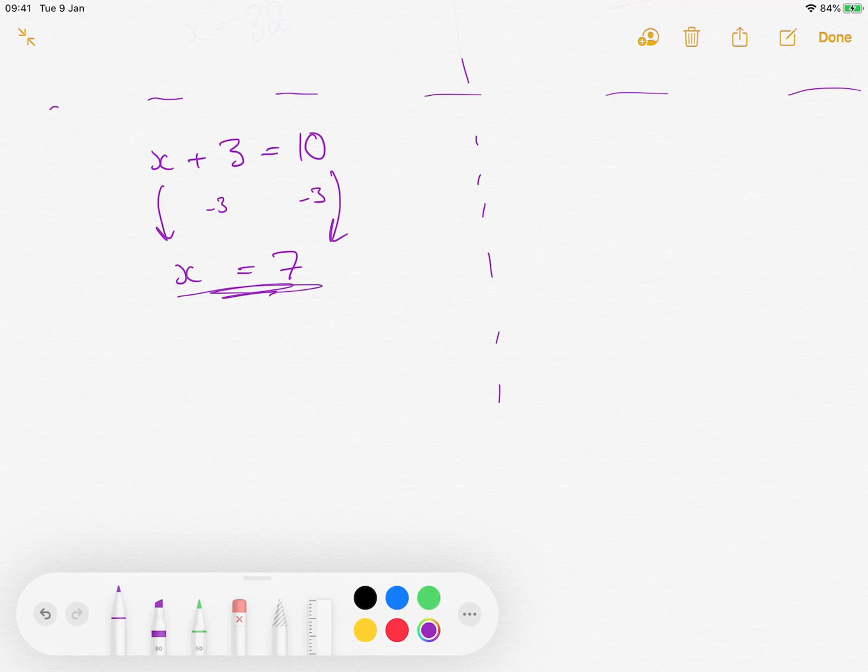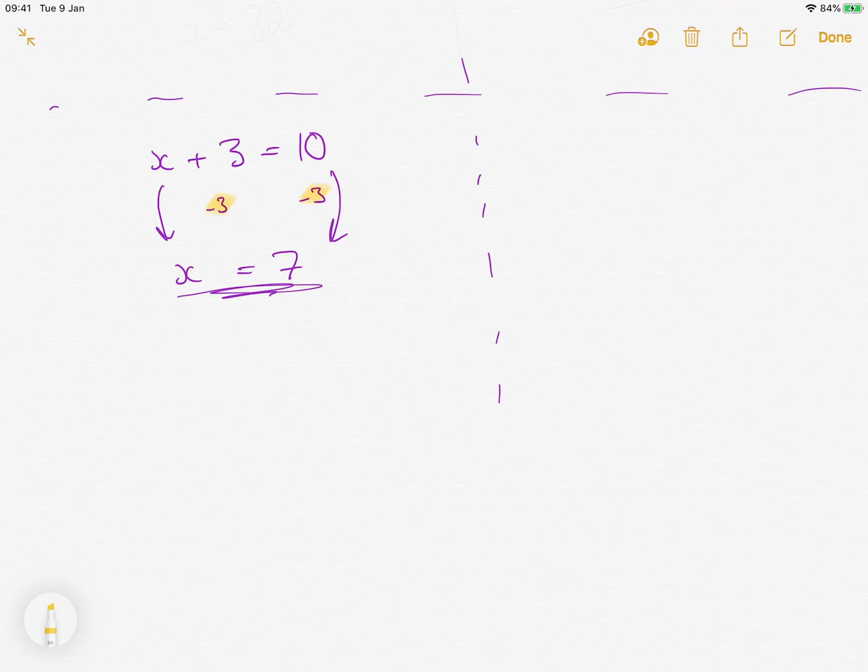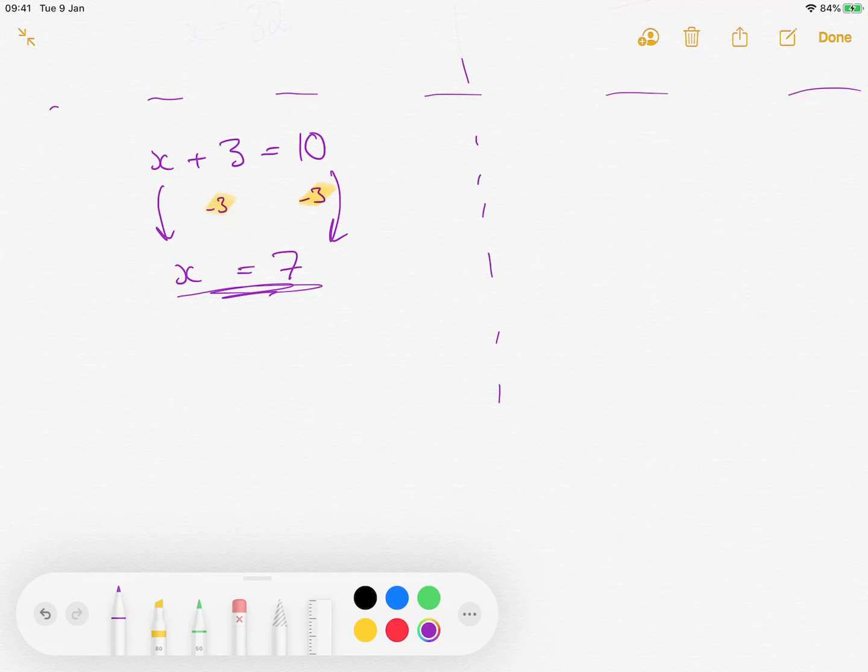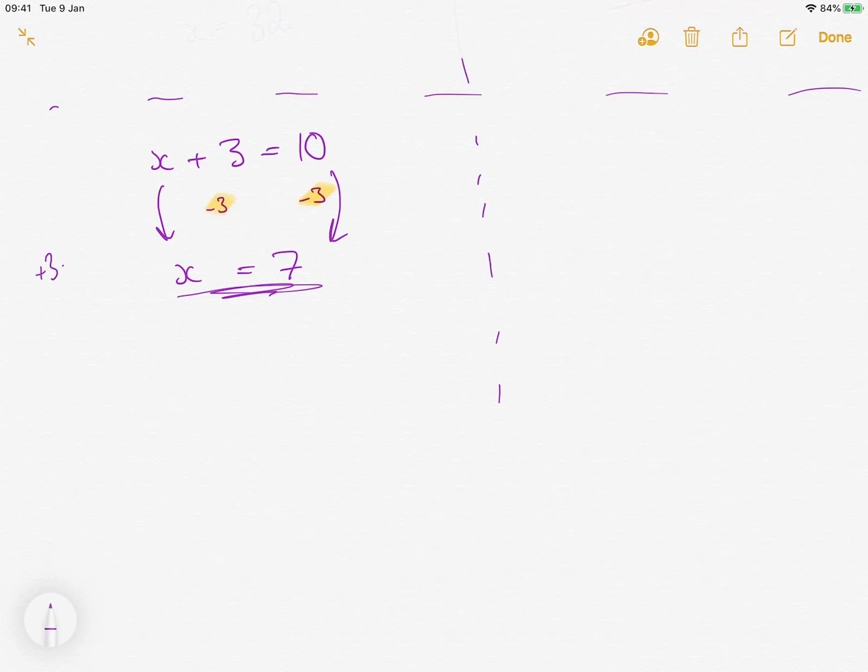So let's talk through that. At the moment, we're adding 3 to x. So the inverse of that is to take away 3. Whatever I do to the left hand side, I have to do to the right hand side. So x add 3 take away 3, well, plus 3 take away 3 gets me 0. So that's why I'm left with just this x on this side here, because I've got plus 0. I could write plus 0, but that does nothing. So I'm left with just that x. 10 minus 3, because I'm doing the same to both sides to keep it balanced, is 7.